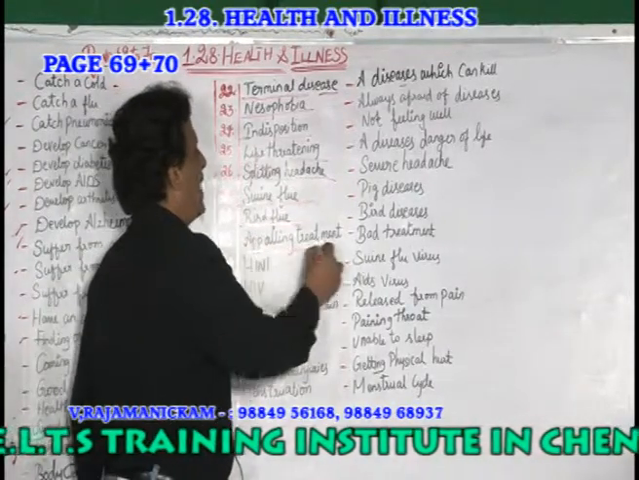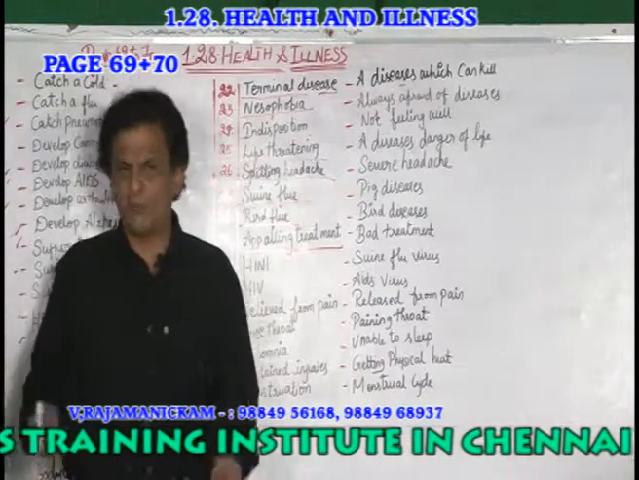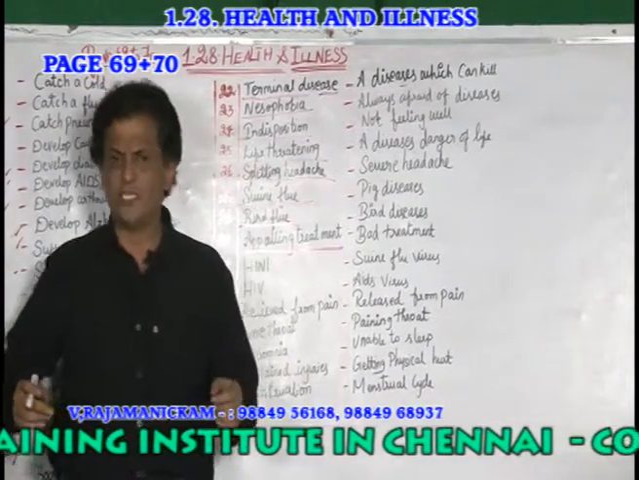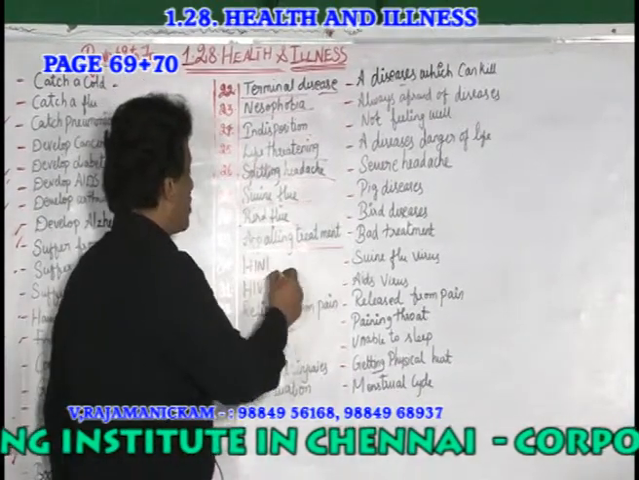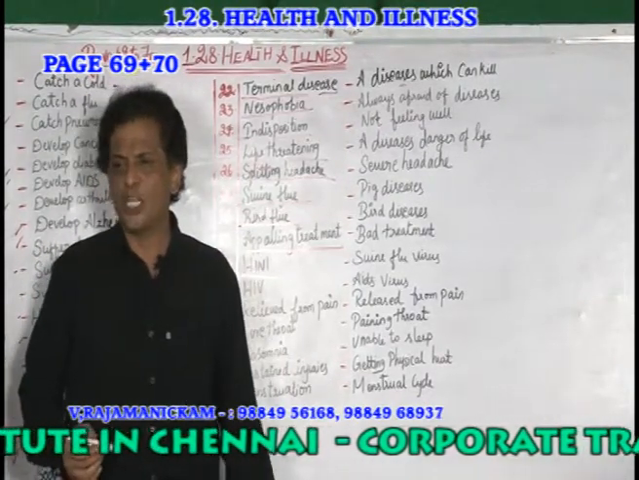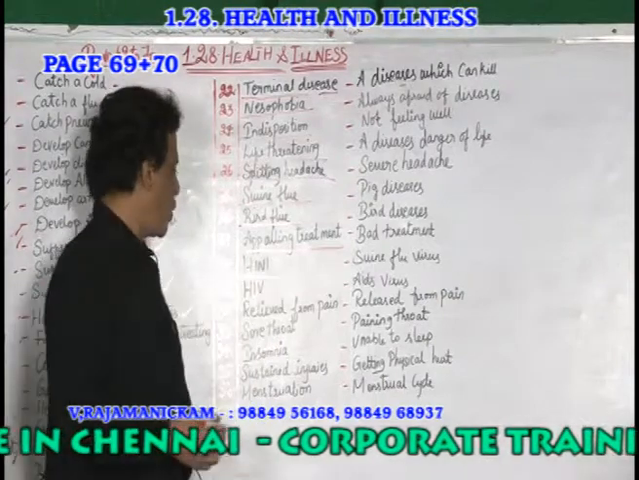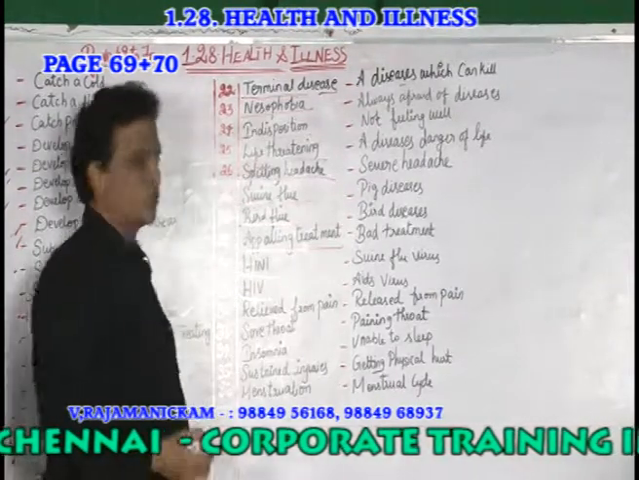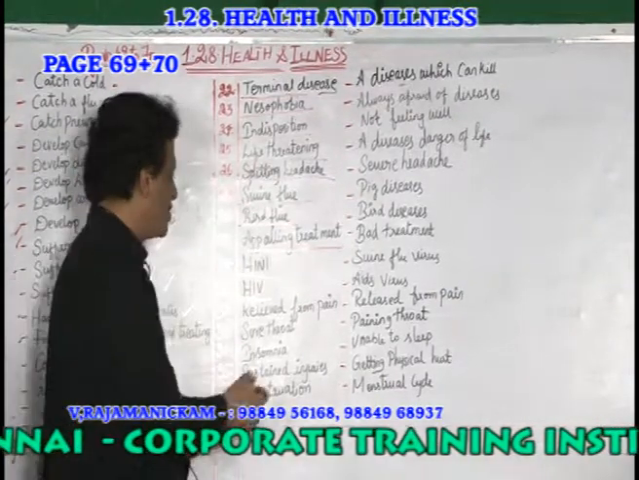What do you mean by appalling treatment? The bad treatment. Appalling means very bad. Appalling. Very bad treatment. What do you mean by H1N1? Swine flu disease is called H1N1. H1N1. HIV, AIDS virus.